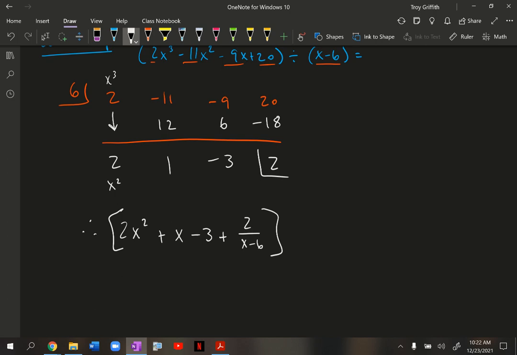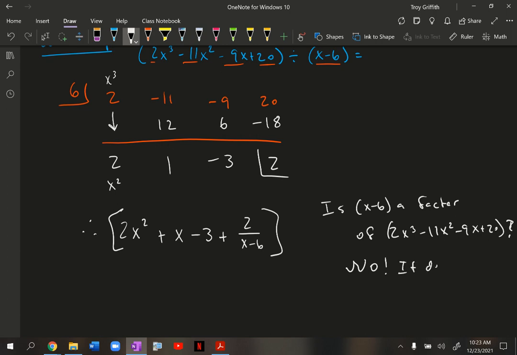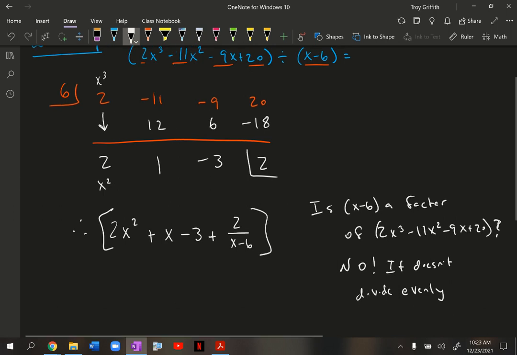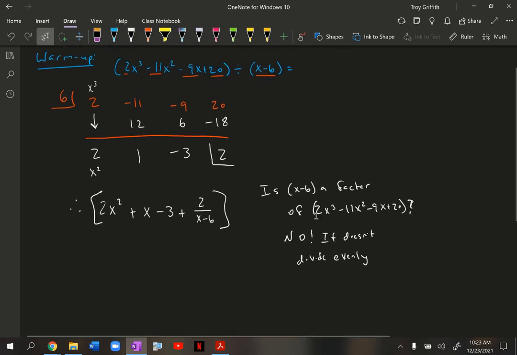Now, if I came over here and I asked you, is x minus 6 a factor of 2x cubed minus 11x squared minus 9x plus 20? So this would be a great quiz type question here to ask just to see if you're understanding the ideas. We would have to say no, because it does not divide evenly. In order for something to be a factor, it has to have a remainder of 0, and in this case, it does not have a remainder of 0. So therefore, it's not a factor, but that doesn't mean that we still can't do the math with it. Okay, so that's just a quick review of what we were doing in the last video with synthetic division.